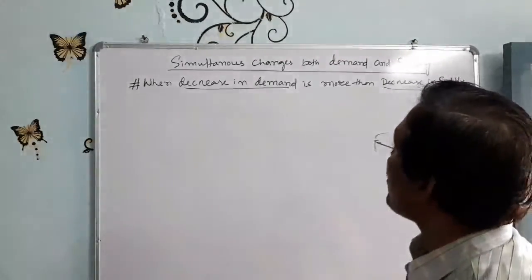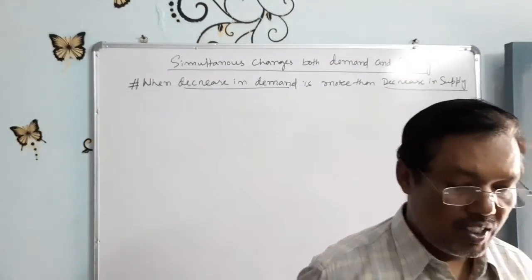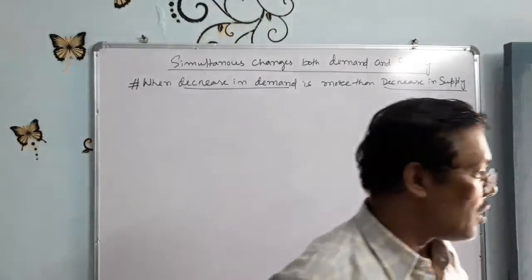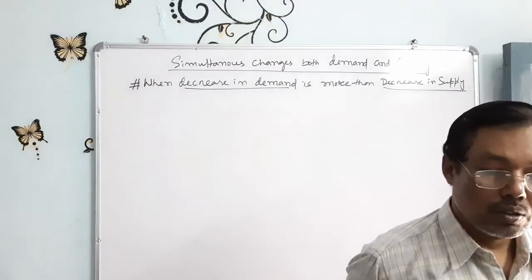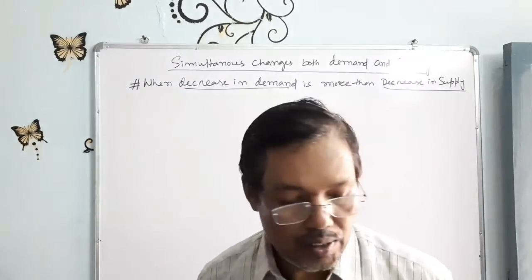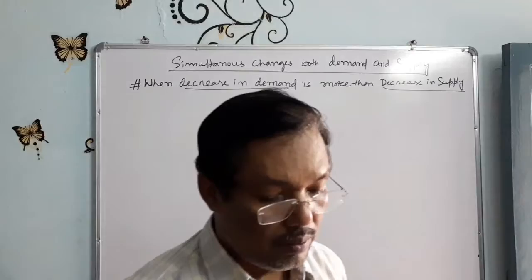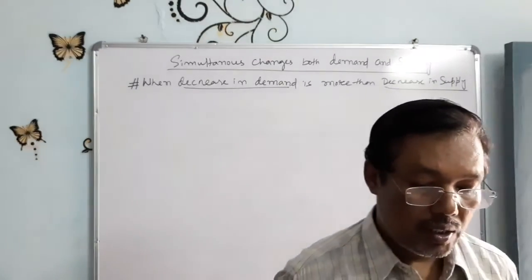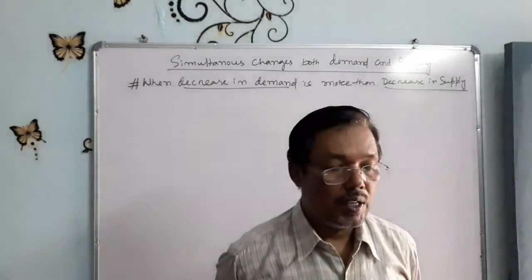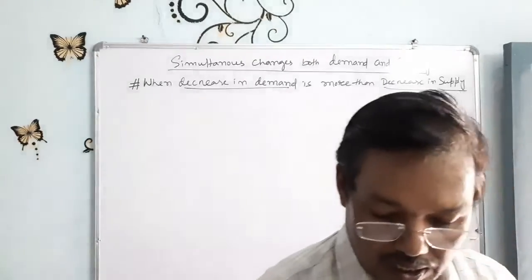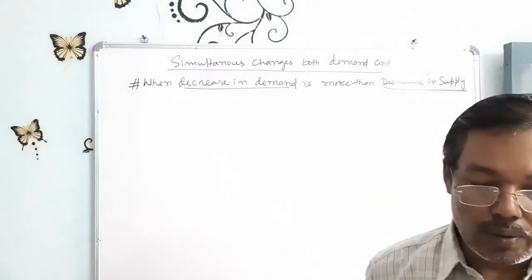We are discussing simultaneous changes in both demand and supply. We have already discussed that if both demand and supply increase in the same proportions, then the effect is that price will remain the same and quantity will increase. Similarly, if both demand and supply decrease in the same proportions, price will remain the same and quantity decreases.